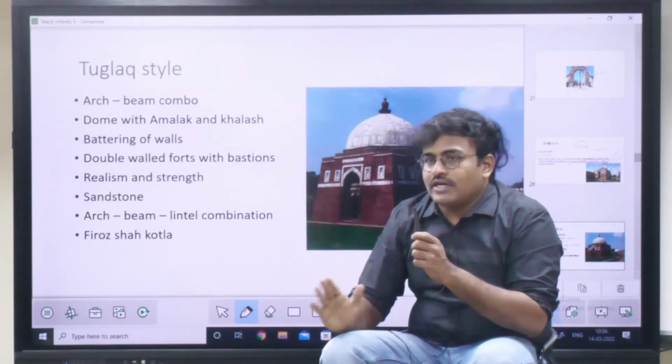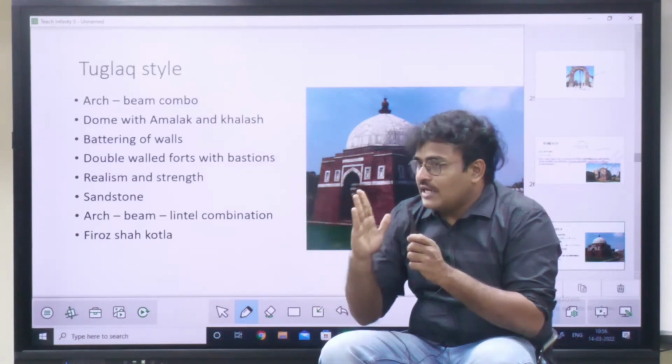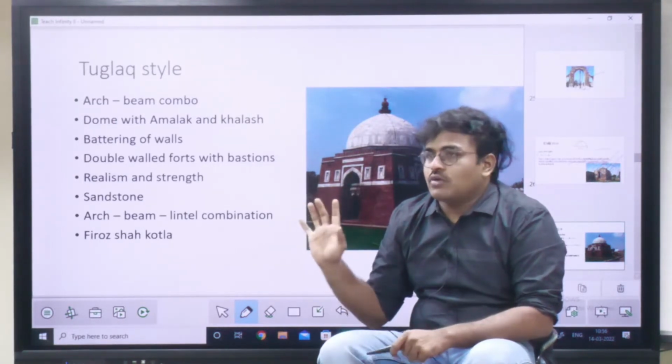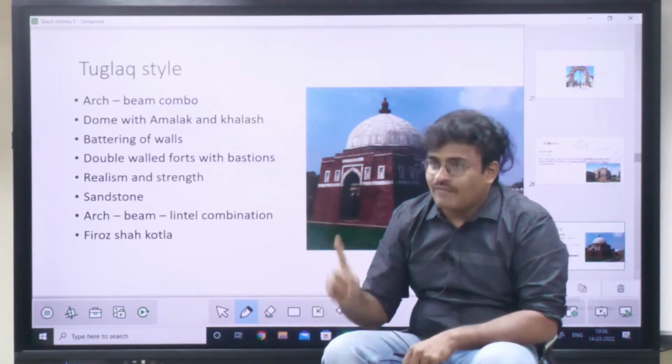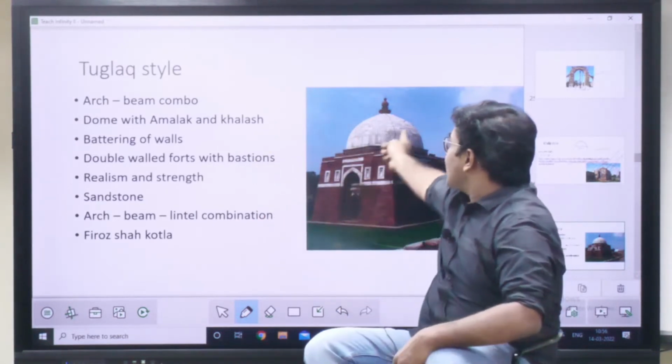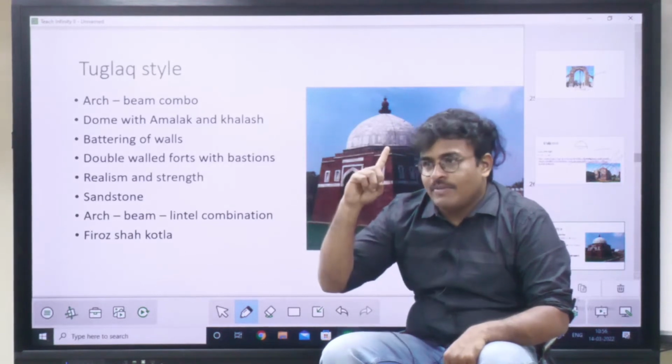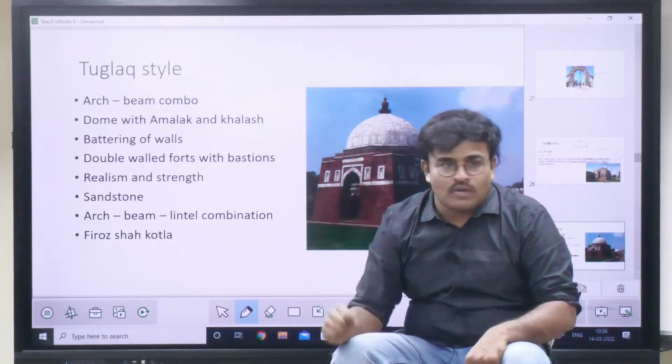Then along with that, tombs they started focusing upon. They started constructing double walled forts with bastions. And the Tughlaq architecture is known for being the first to use amalak and kalash on top of the tomb. Amalak and kalash, Taj Mahal may be here. So that was started by the Tughlaqs first.